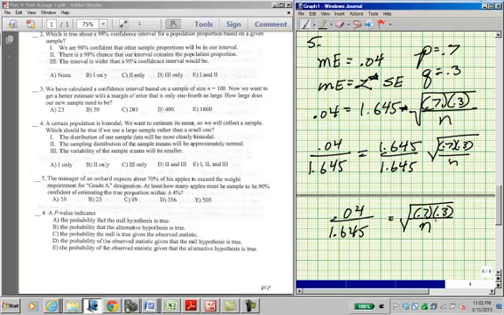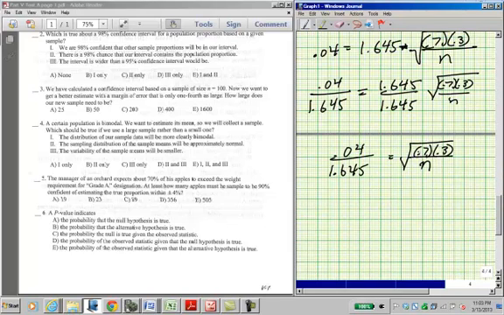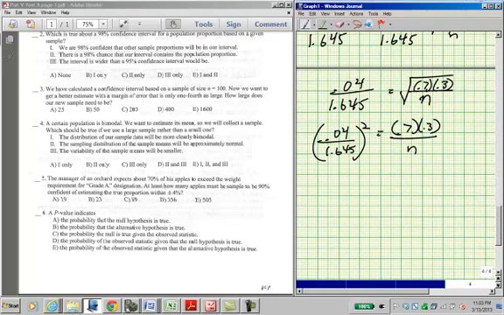Now, maybe the easiest thing to do here, there's a couple different ways to do this. Let's square both sides and get rid of this radical. So I have 0.04 over 1.645, squared, equals 0.7 times 0.3 over n. Now 0.7 times 0.3 is going to be 0.21. Now we can do a means extremes. We can multiply both sides by n and divide both sides by 0.04 over 1.645 squared. So n is going to equal 0.21 over 0.04 divided by 1.645 squared. That's correct.